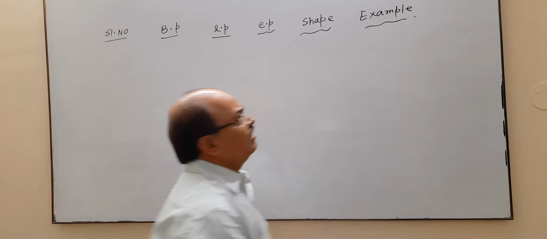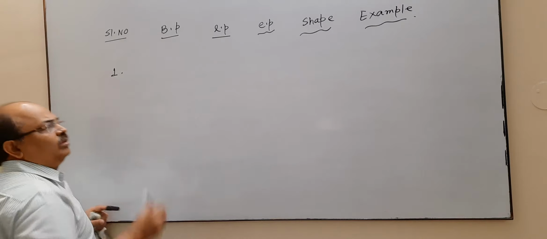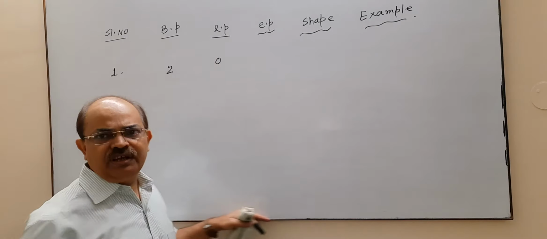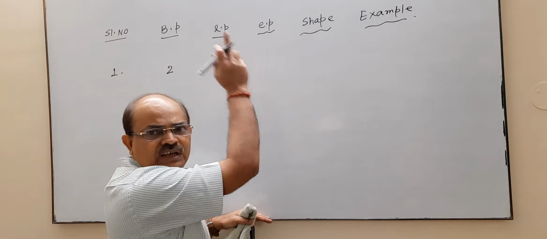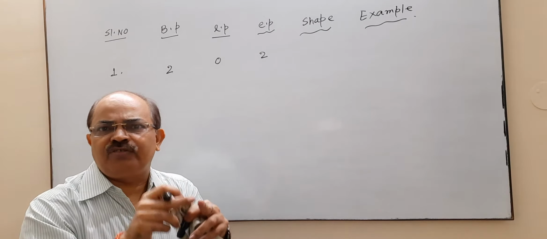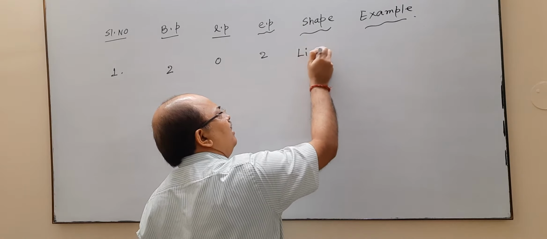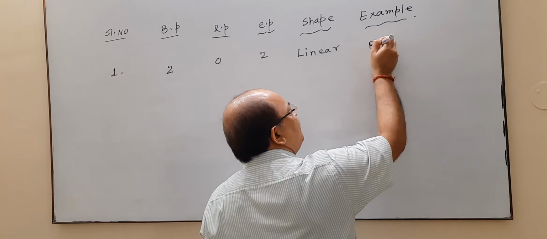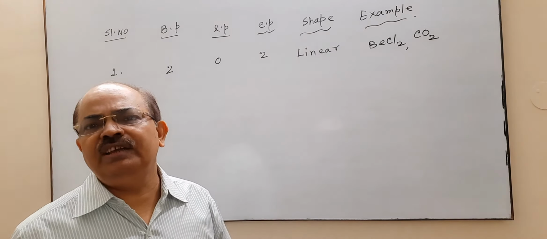Suppose we have serial number 1. If the bond pair is 2 and the lone pair is 0, then the sum of bond pair and lone pair, that is your electron pair, is 2. क्योंकि दो आपका बॉन्ड पेयर है और लोन पेयर 0 है, तो दोनों का सम हो जाएगा 2. And then the shape is linear. The example is beryllium chloride. Another example is carbon dioxide.